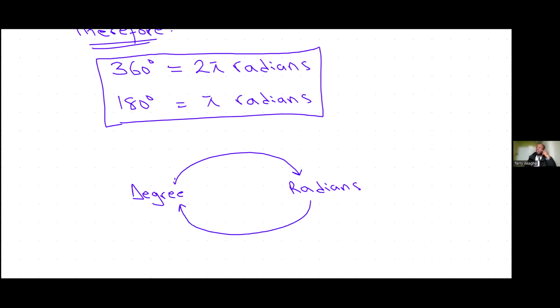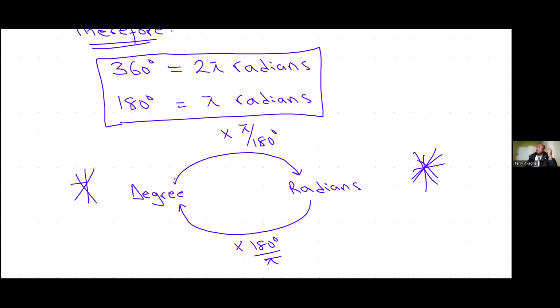So how do you do this? From degrees to radians, you multiply by pi over 180 degrees. If you're moving from radians back to degrees, you multiply by 180 degrees divided by pi. This is the highlight of what I'm saying today, so make sure you understand it. From degrees to radians, multiply by pi over 180. From radians back to degrees, multiply by 180 divided by pi.